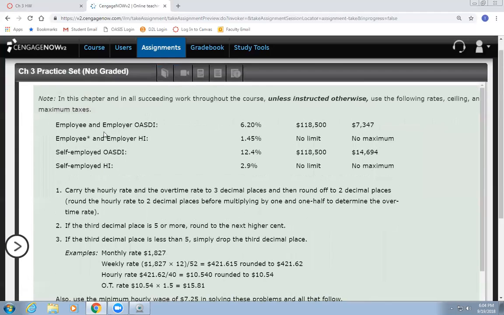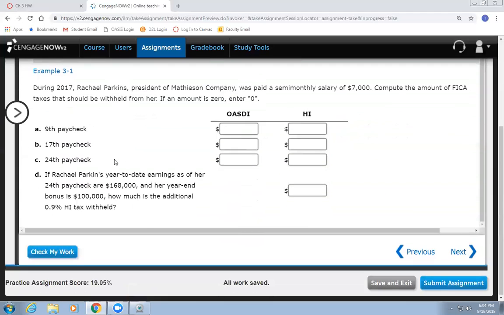On the second one, this one is dealing with someone's paychecks at different points in the year. So this is where some of those limits come into play, and we have to consider it. It says, during 2017, Rachel Parkins, president of Matheson Company, was paid a semi-monthly salary of $7,000. Must be nice. Compute the amount of FICA taxes that should be withheld from her paycheck. If an amount is 0, enter 0.